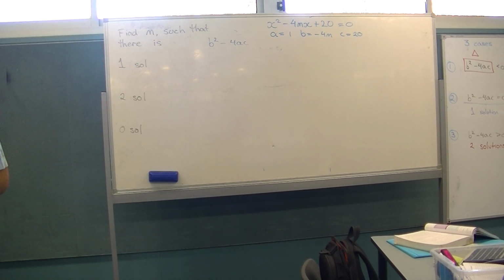So you should have gotten a equals 1, b equals minus 4m, and c equals 20. Yes, I got that. Sub it into b squared minus 4ac. The calculator says undefined variable. Calculators work off x and y, so you have to type in x. Alright, you want to see that split?